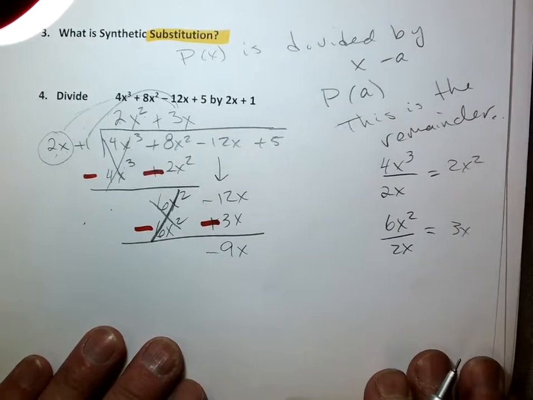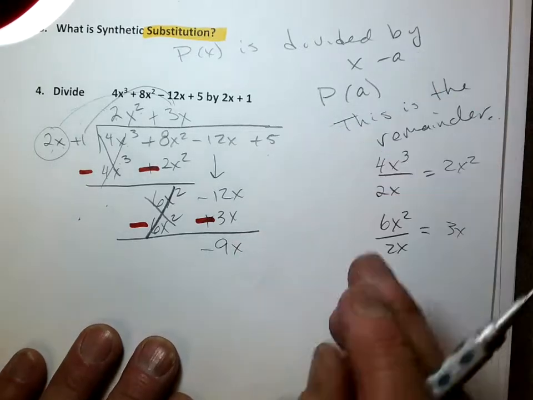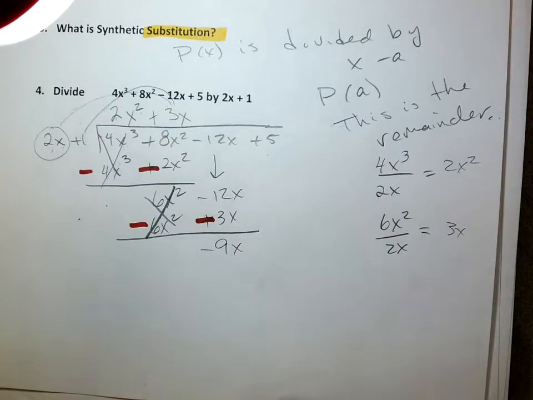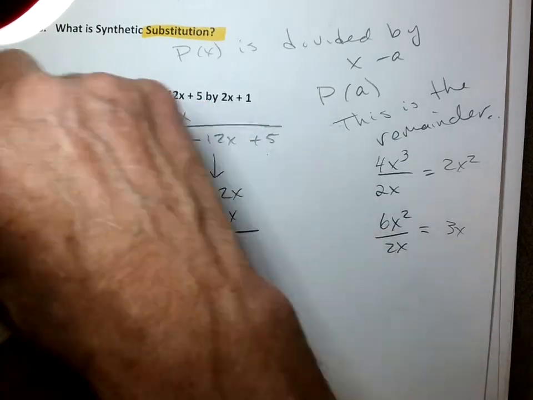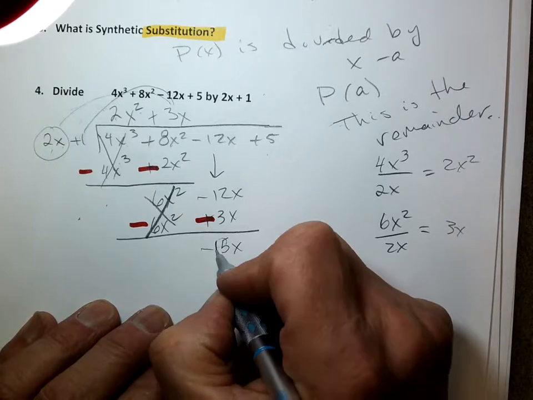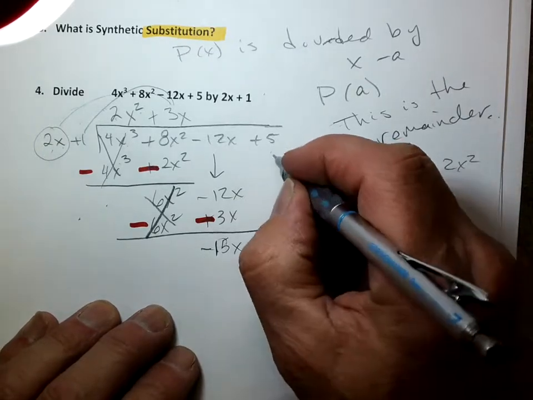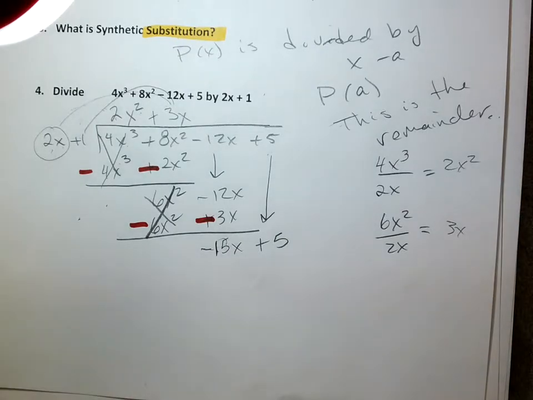And I bring down my next term. Nope, negative 12x. Thank you. I almost made a mistake. Thanks for that, I get a negative 15x. Thanks, Leora. Glad you're here when I start making mistakes. Bring down the 5. Totally agree. My bad. You're right.